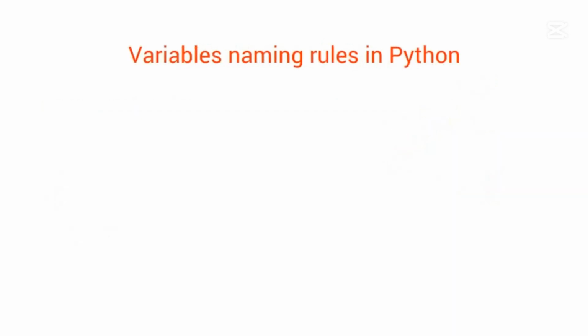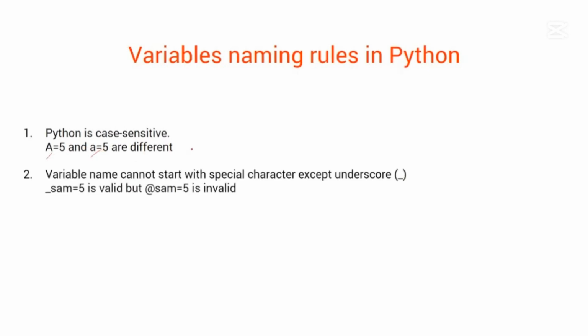Now that you know what variables are and how they work in Python, the next step is to see the rules which need to be followed while creating a variable. Let's see them one by one. First, Python is case sensitive. Therefore, capital A equal to 5 and small a equal to 5, the first one being a capitalized one and the second one a smaller one, are different. Second, variable names cannot start with special characters except underscore. Because of this, _sam equal to 5 is a valid variable name, but @sam equal to 5 is invalid. Also, a variable name cannot start with a number. So something like 9sam equal to 5 is invalid.